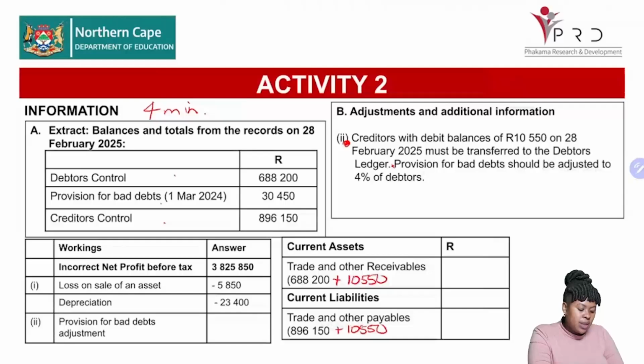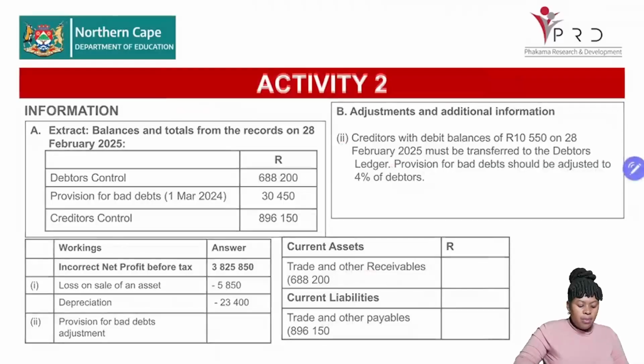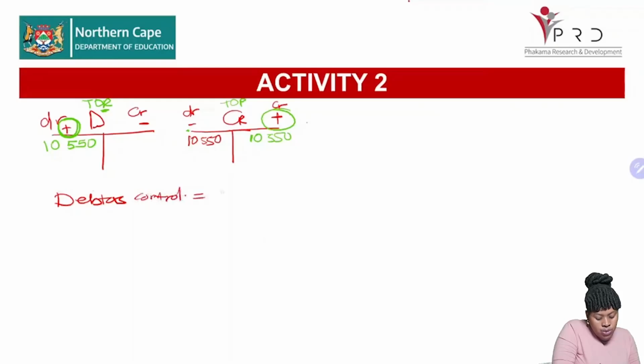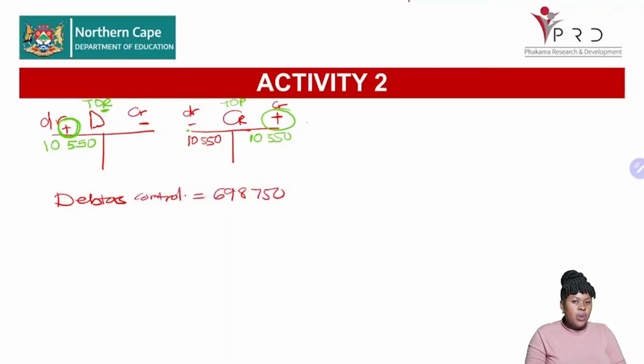Because my trade debtors given to me was 688,200, and now I've added the 10,000, as you can see. So what am I going to do? I'm going to quickly just type it into my calculator: 688,200 added with my 10,550. So that means that my debtors control, or trade debtors, is equal to 698,750.